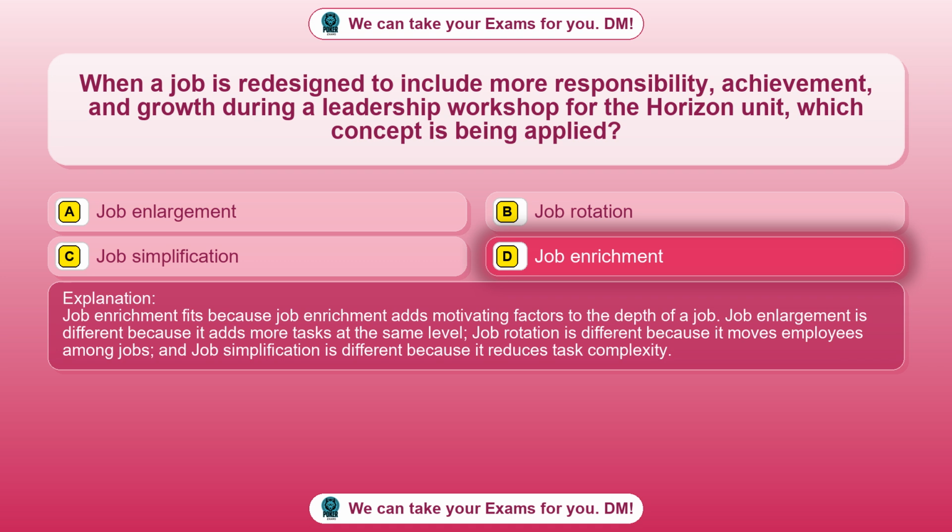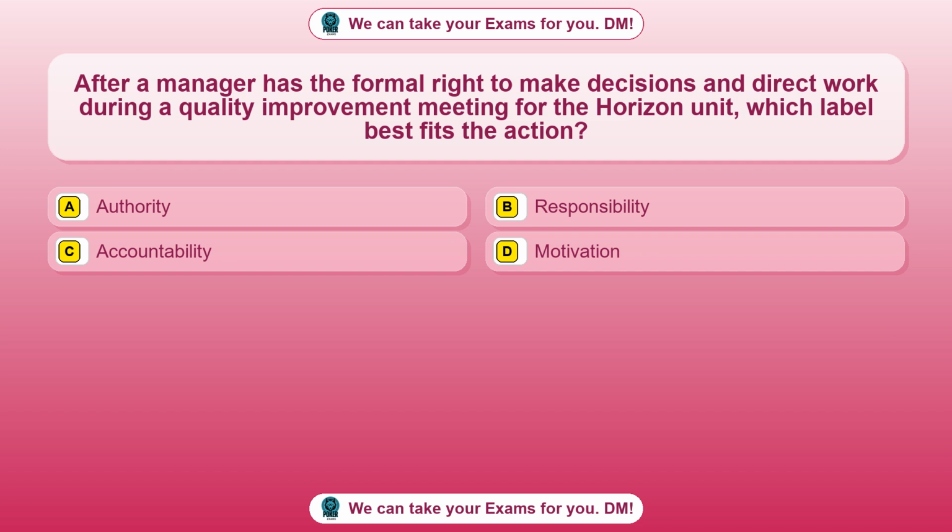Job rotation is different because it moves employees among jobs, and job simplification is different because it reduces task complexity. Question 93. After a manager has the formal right to make decisions and direct work during a quality improvement meeting for the Horizon unit, which label best fits the action?